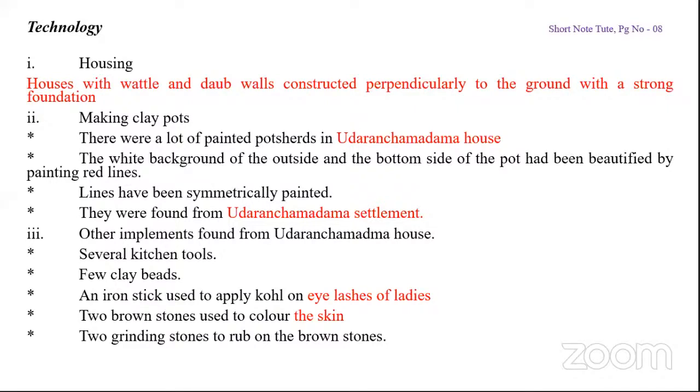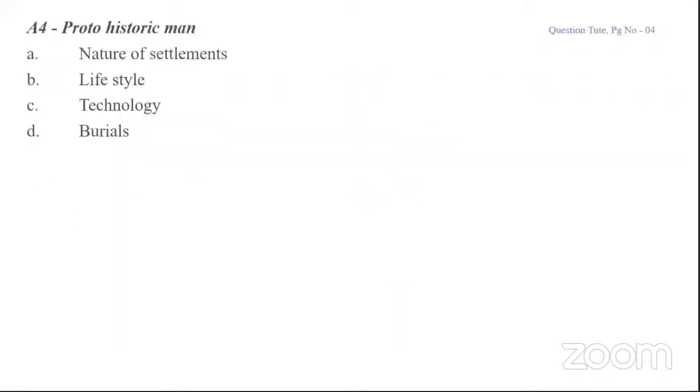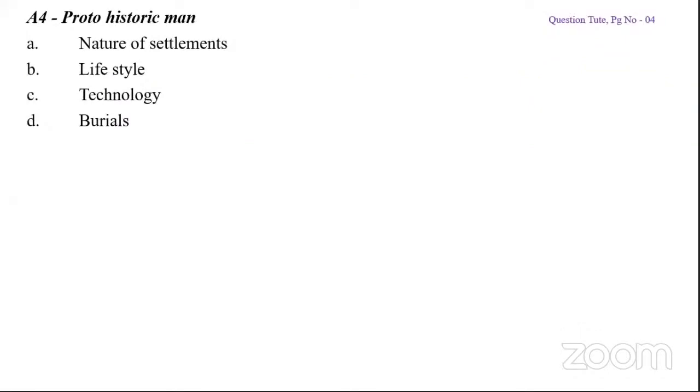Okay, right. So now once again we move back onto the question tube, page number 4. Another possible question that can be given for the second question is this one about proto-historic man. If they give you a question regarding proto-historic man, they can ask: explain the nature of the settlements, lifestyle, technology, and burials. So this is page number 4 of question tube.